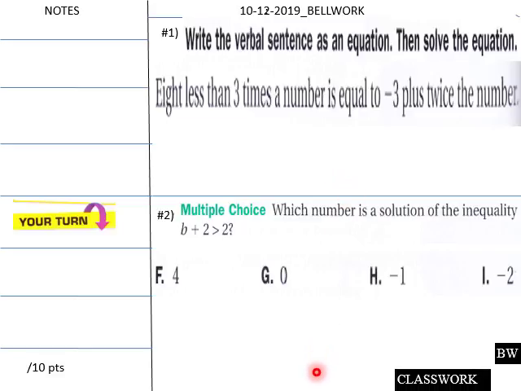Teachers, give your students this task: write the verbal sentence as an equation. Which number is the solution to this? Give your students about 5 minutes to do this.